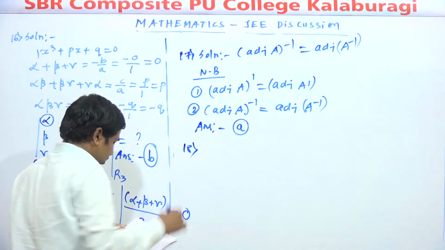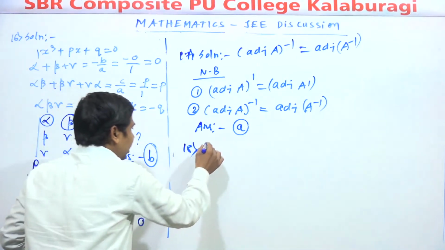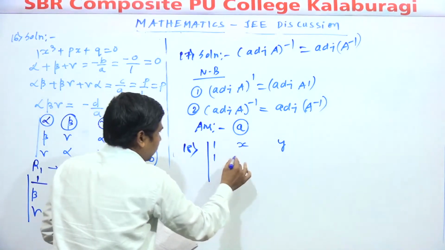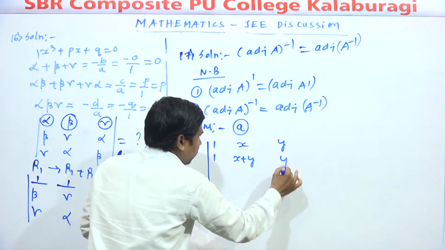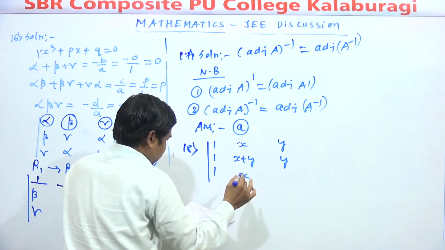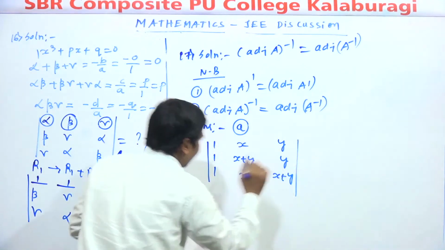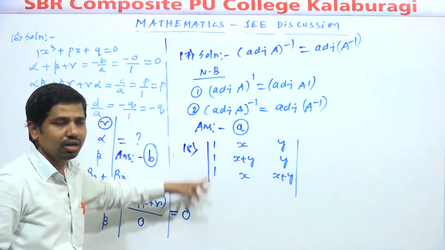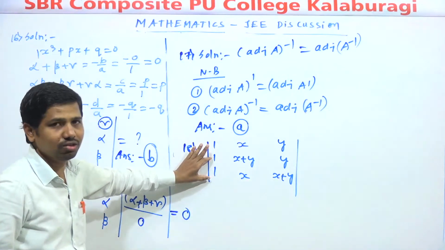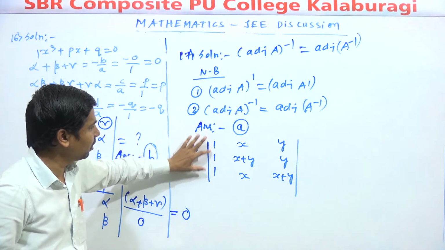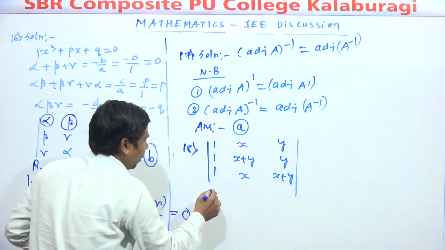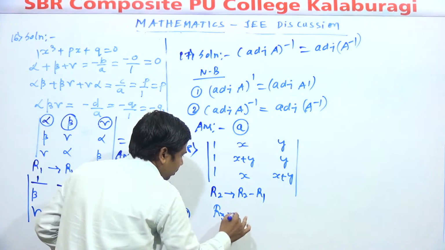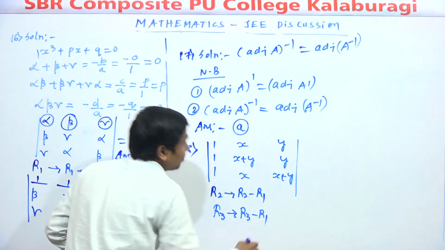18th question. So what determinant is it asking? 1, x, y; 1, x plus y, y; 1, x, x plus y. Right. So again, what is this determinant? Again, you can see in C1 there are three elements 1, 1, 1. Let us make these two elements 0. How to make them 0? R2 minus R1, R3 minus R1. So I apply R2 changes to R2 minus R1 and R3 changes to R3 minus R1.